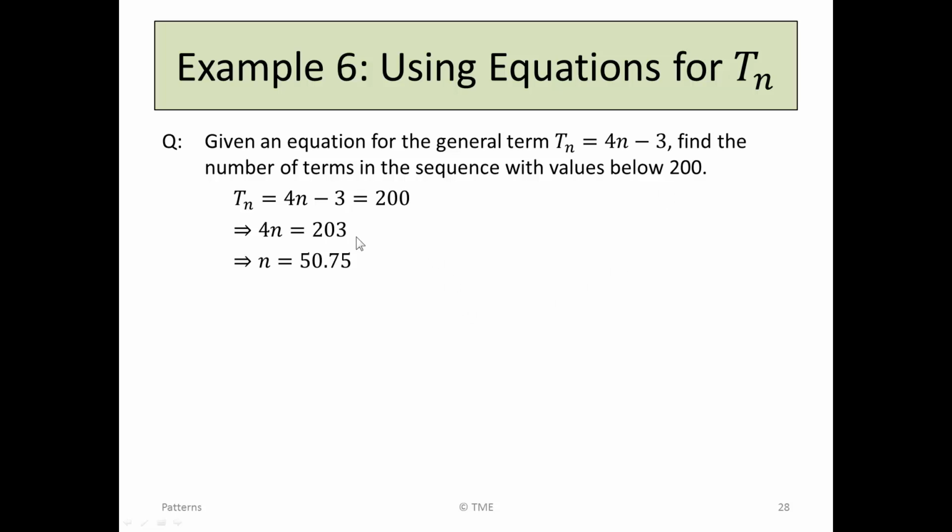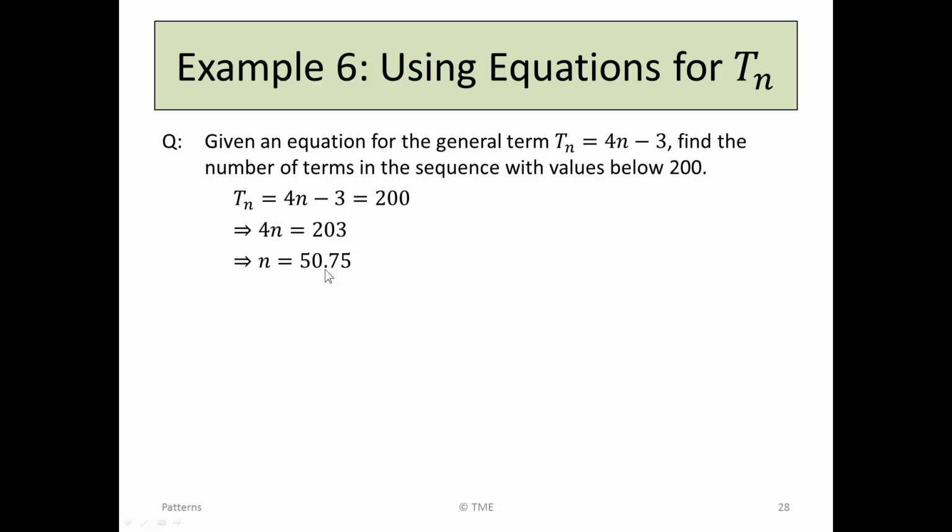Well, we can't always write them all out. So one way of doing it is to say Tn is 4n minus 3 and set it equal to 200 to find the value for n. So if 4n minus 3 is 200, 4n would be 203, taking the 3 across. Or n would be 50.75.